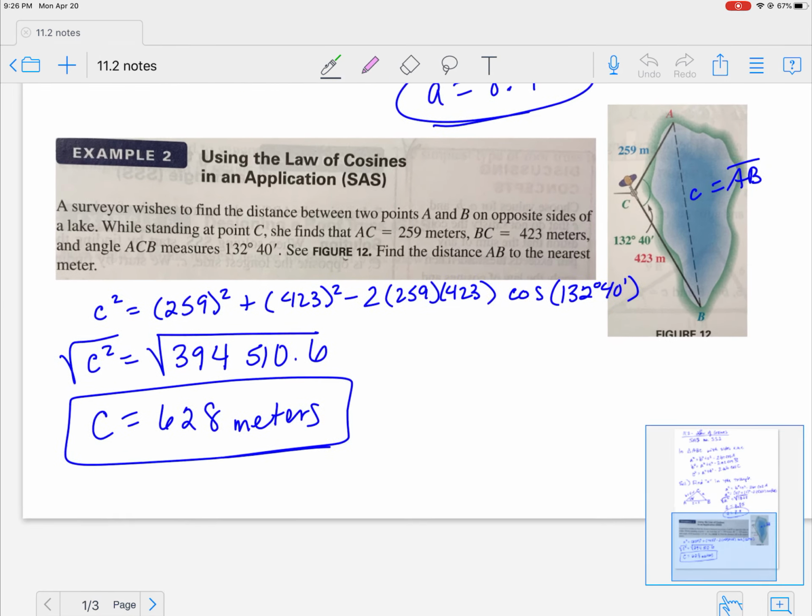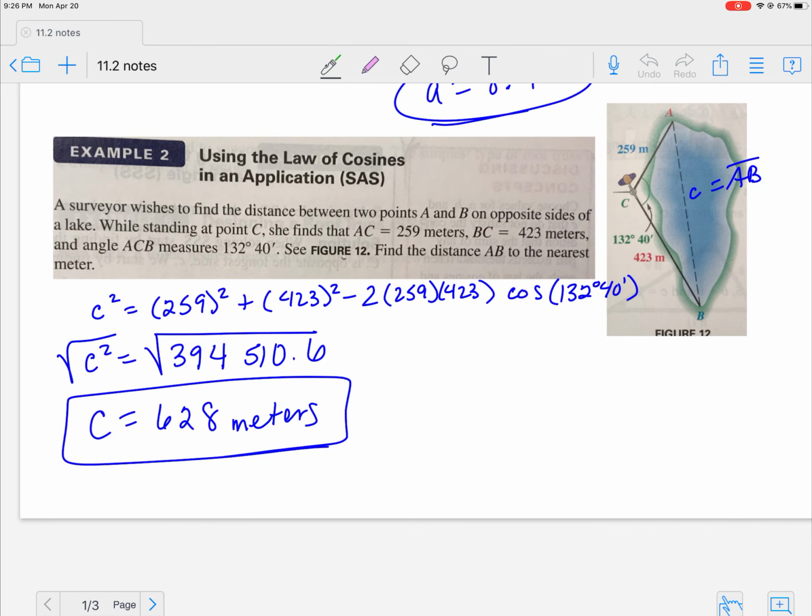Okay, look at this one. A surveyor wishes to find the distance between 2 points A and B on opposite sides of a lake. While standing at point C, she finds that AC is 259 meters and BC is 423 meters, and angle ACB, right here that she was swiveling, is 132 degrees 40 minutes. We want to find the distance between those 2 points to the nearest meter.